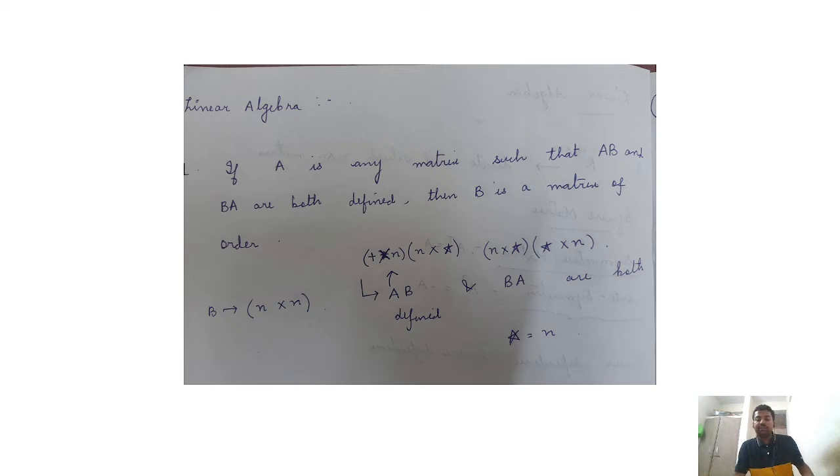Now for BA to be defined, the column of B should be equal to the row of A. So ultimately, the order of matrix B is n cross n, where n is any variable. Ultimately we understand that B is actually a square matrix. We all know what a square matrix is. A matrix is said to be a square matrix when the number of rows in that matrix is equal to the number of columns in that matrix. Fine. So this is a very simple problem.